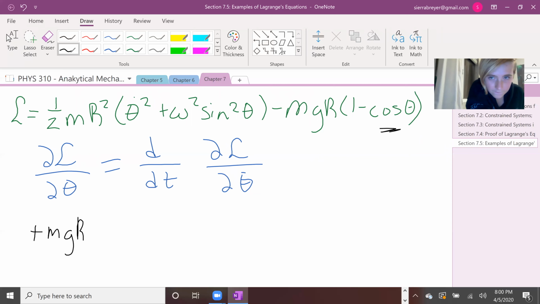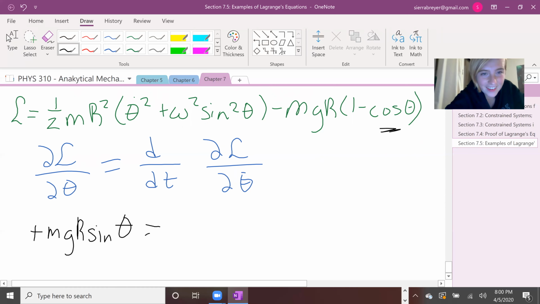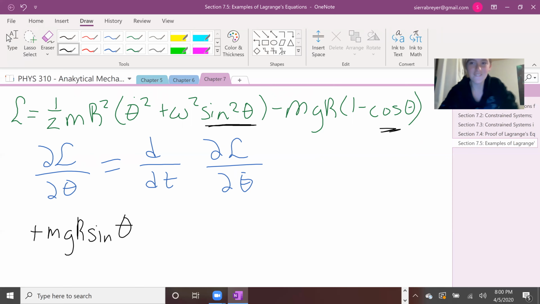Positive sine theta. Bear with me. And then I forgot a part. Isn't that cute? This first equation also has a theta in it. Funnily enough. Right, so let's take that derivative.